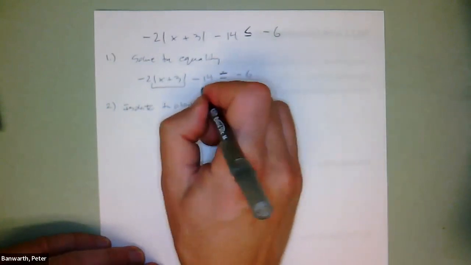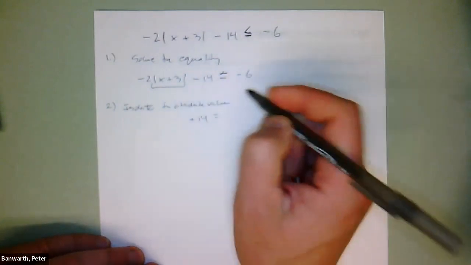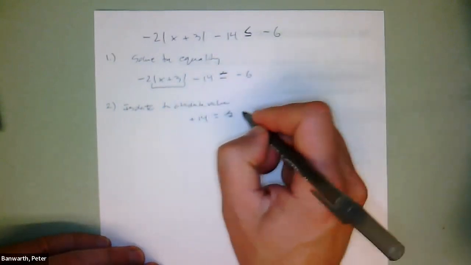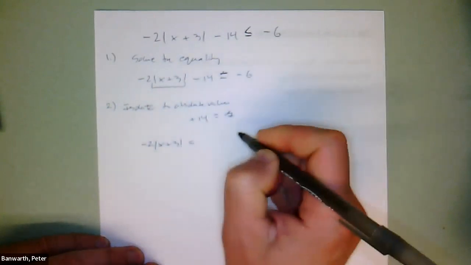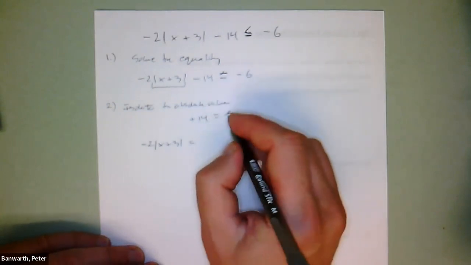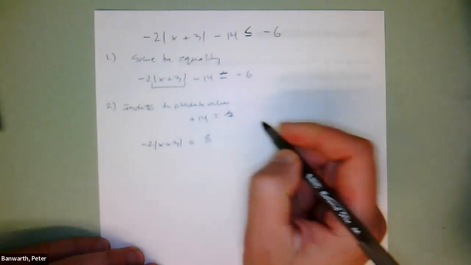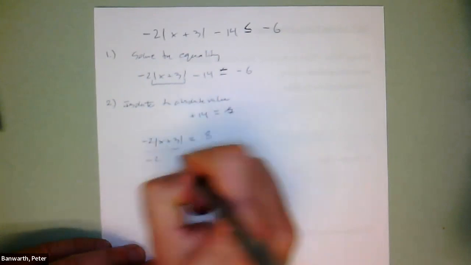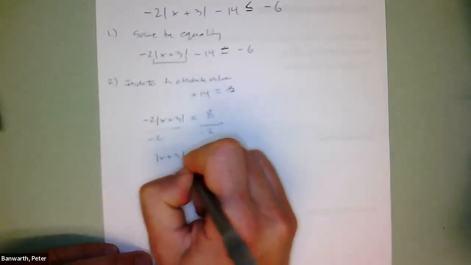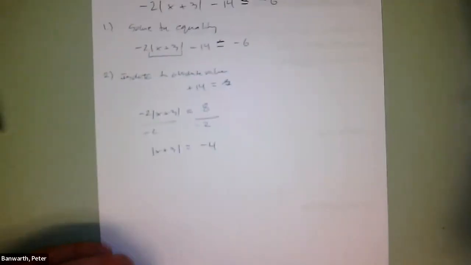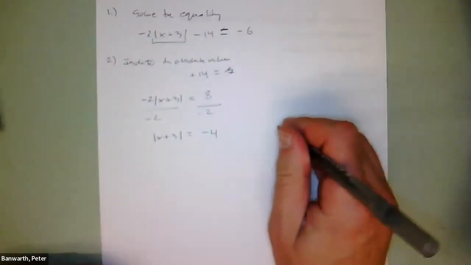And so to do that, first I'm going to add 14 to both sides. And I get negative 2 absolute value of 2x plus 3 equals negative 6 plus 14, which is positive 8. And then I divide both sides by negative 2. And I get the absolute value of 2x plus 3 equals negative 4.